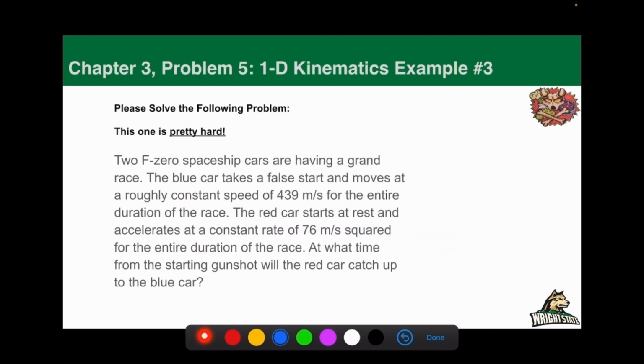Okay, so let's look at our final question. This one is pretty hard, actually. So please take a look at this question, try to solve it, and then when we're done looking at the question, we'll pause the video, come back later and see if we can figure it out.